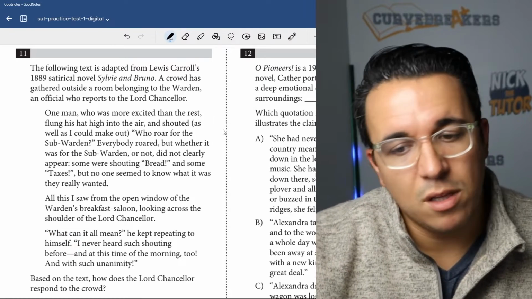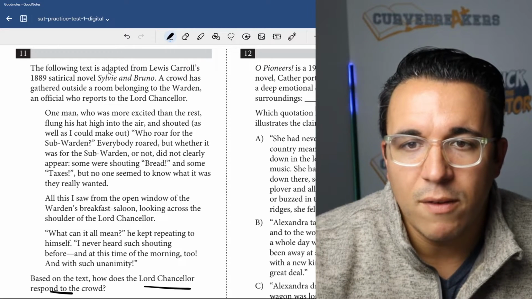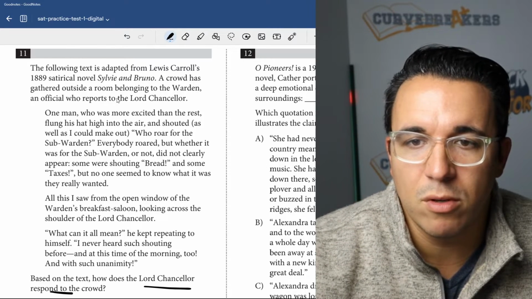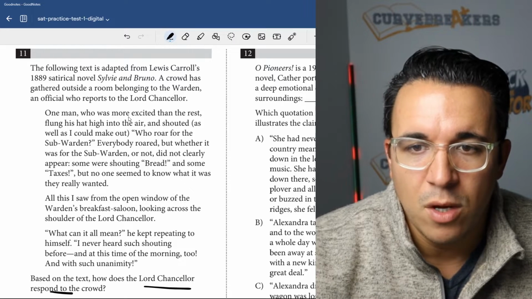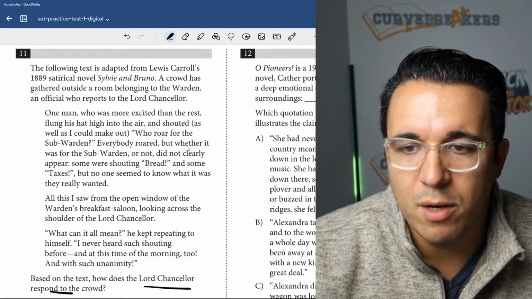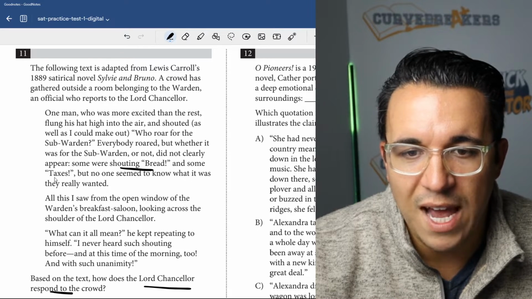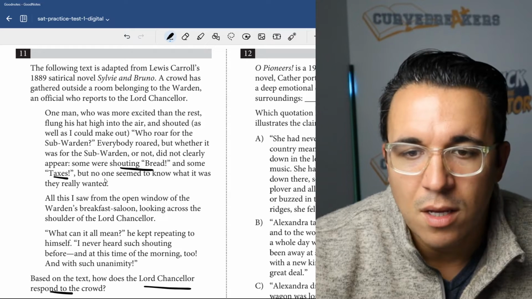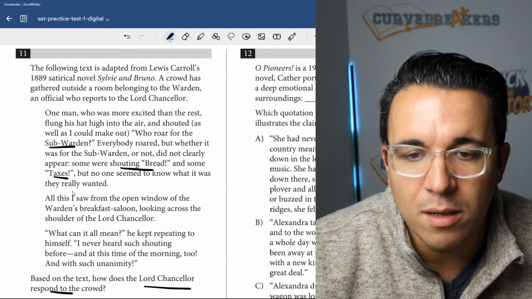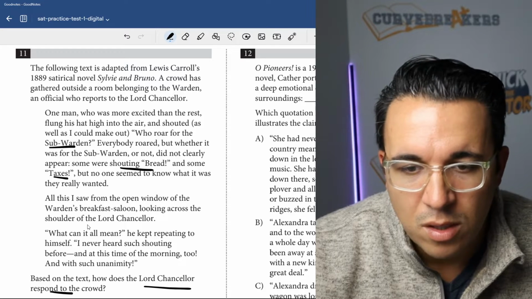All right, number 11. This is a long one, right? How does Lord Chancellor respond to the crowd? So we just have to read this. The following text is adapted from Lewis Carroll's 1889 satirical novel, Sylvie and Bruno. A crowd has been gathered outside a room belonging to the warden. An official reports to the Lord Chancellor. One man who was more excited than the rest flung his hat high into the air and shouted, who roar for the subwarden? Everybody roared. Whether it was for the subwarden or not did not clearly appear. Some were shouting bread, some taxes, right? So the people sound like they're complaining about something. But no one seemed to know what it was they really wanted. So they thought they were cheering for this guy, but they really weren't. All this I saw from the open window of the warden's breakfast saloon, looking across the shoulder of the Lord Chancellor. So now they're thinking about what this said.